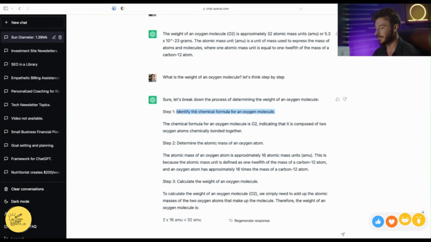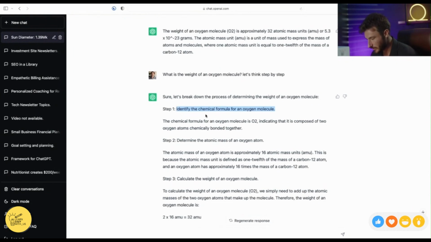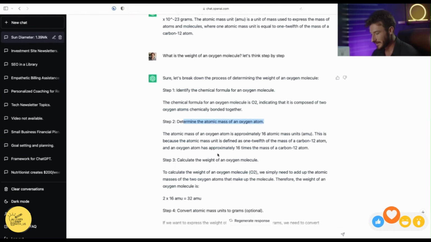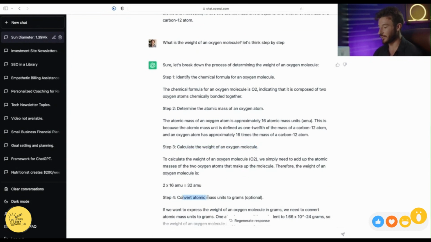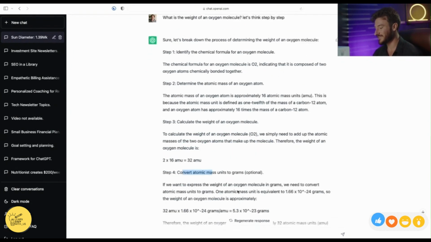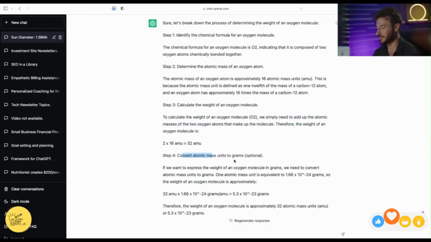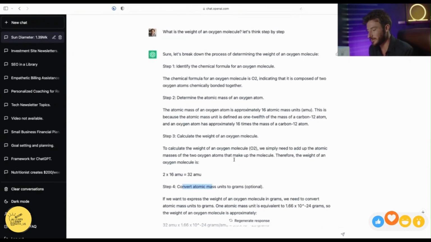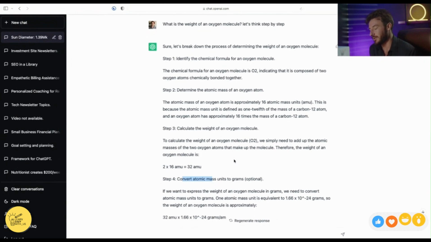Step one, identify the chemical formula of an oxygen molecule, and it explains what that is. Then we want to determine the atomic mass. Then we want to calculate the weight of an oxygen molecule, and then convert that atomic mass units to grams as an optional step. And we can really see how an expert would go through and get the answer. And you can see what's under the hood and expand simple, straightforward answers into more detailed breakdowns.